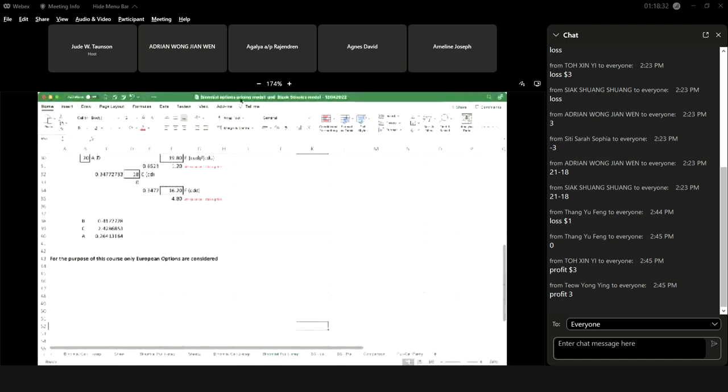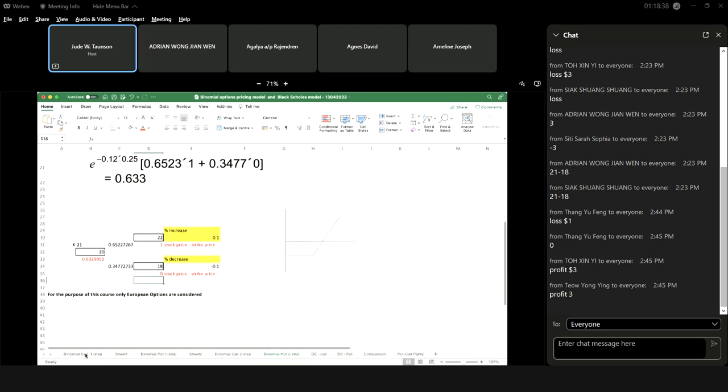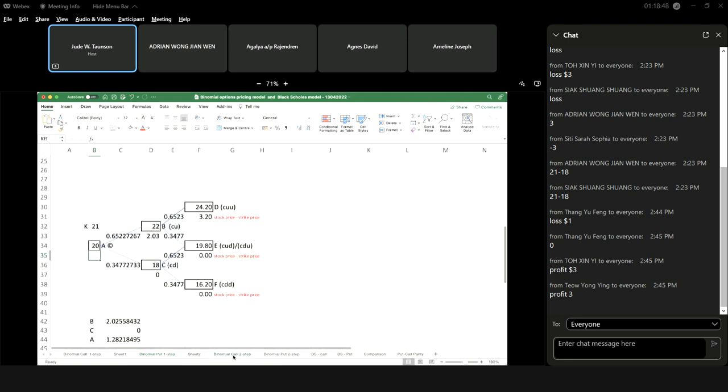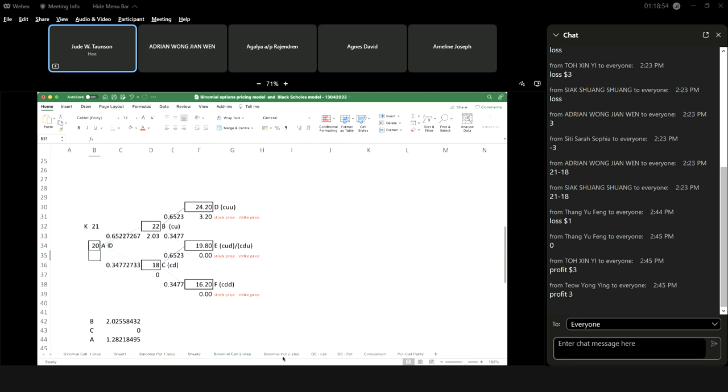Okay, let us continue again. Any question on binomial call option and binomial put option? If there's no question, please do try to do this one. Binomial call two-step, binomial put two-step. Please try to do it and discuss next week during the tutorial.